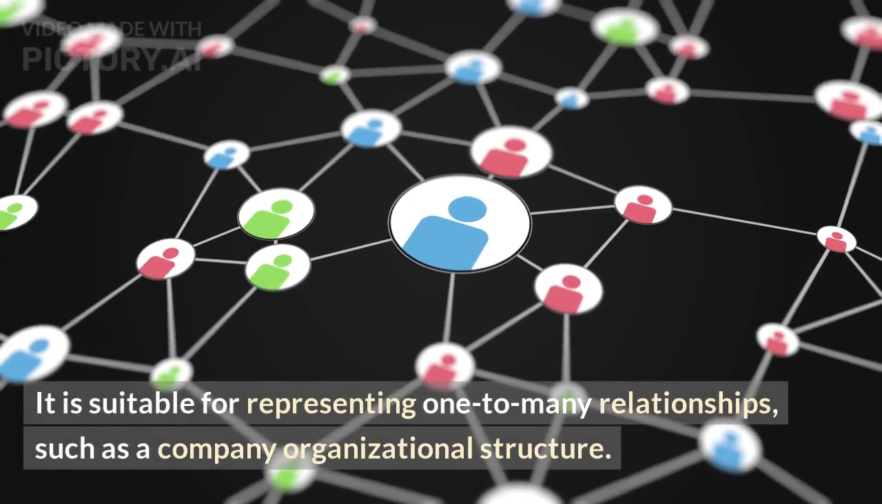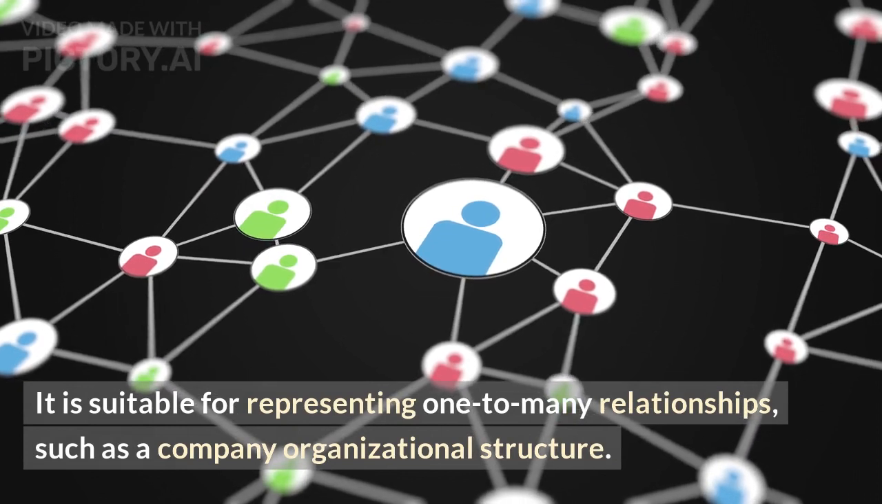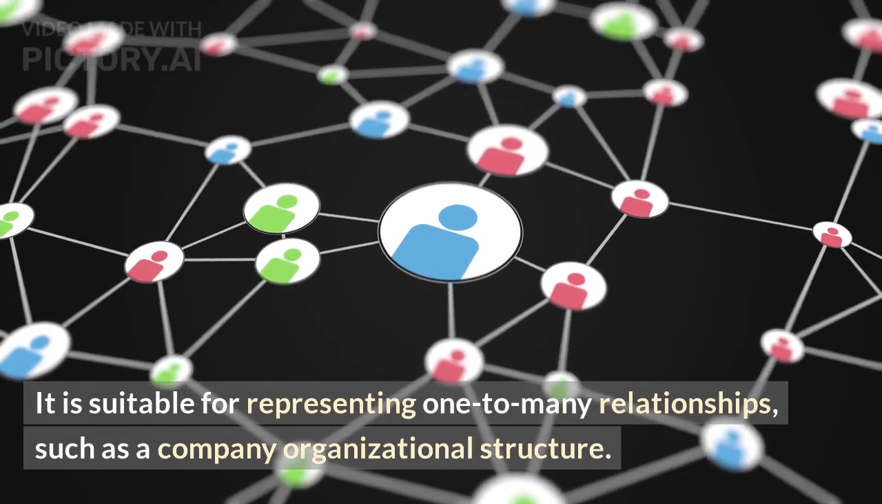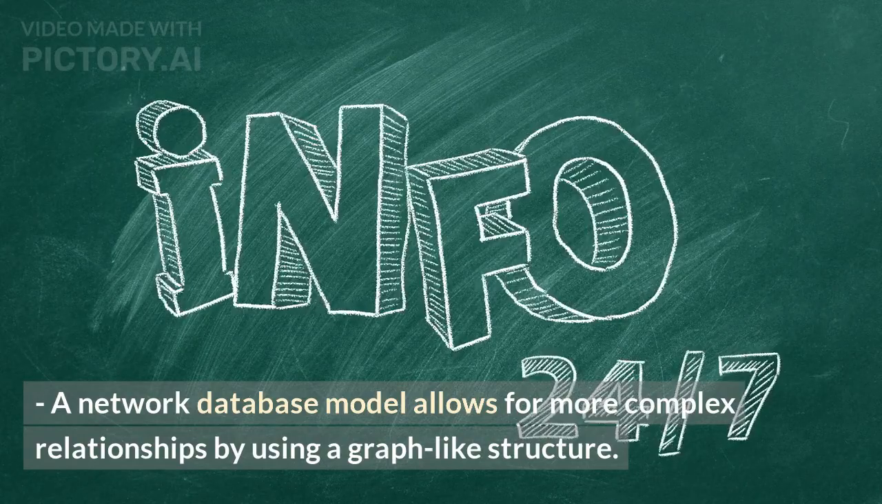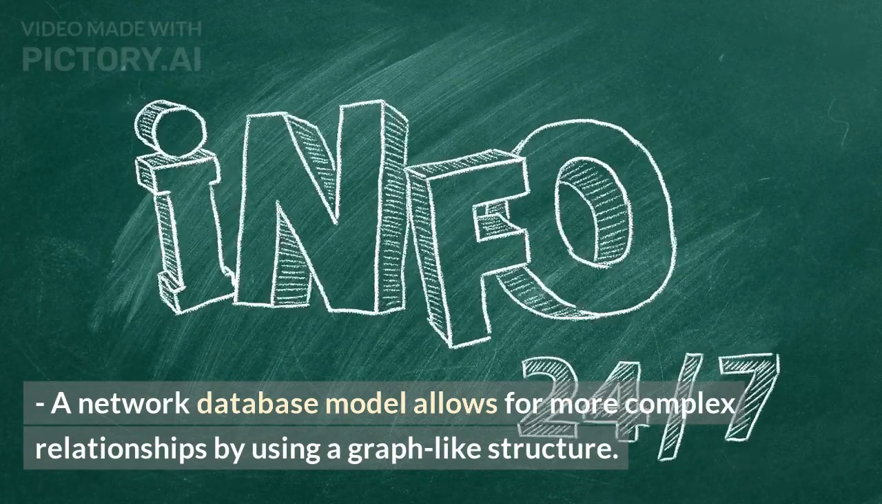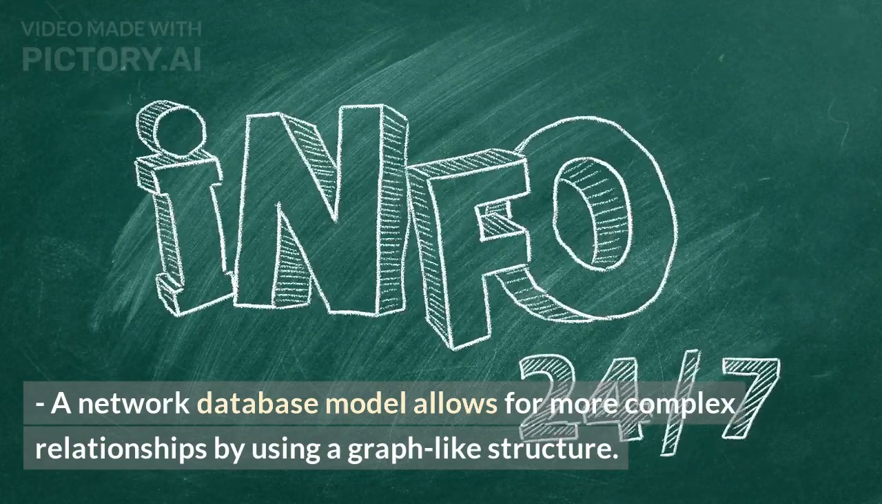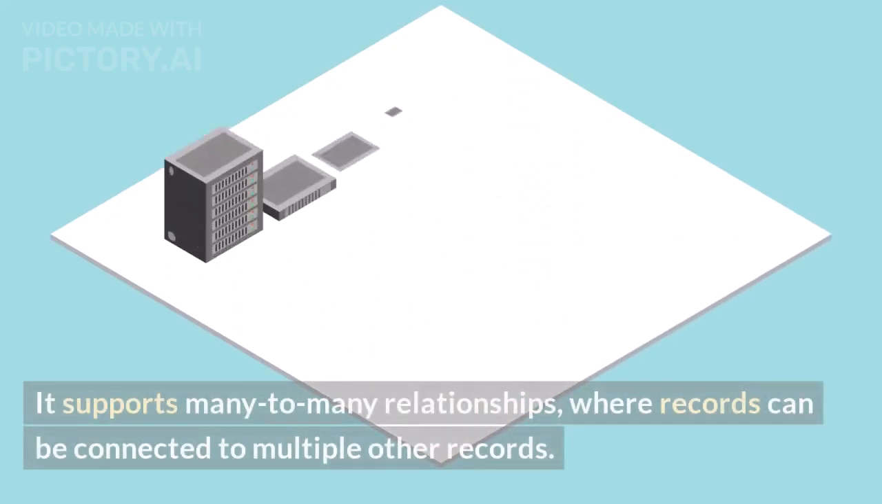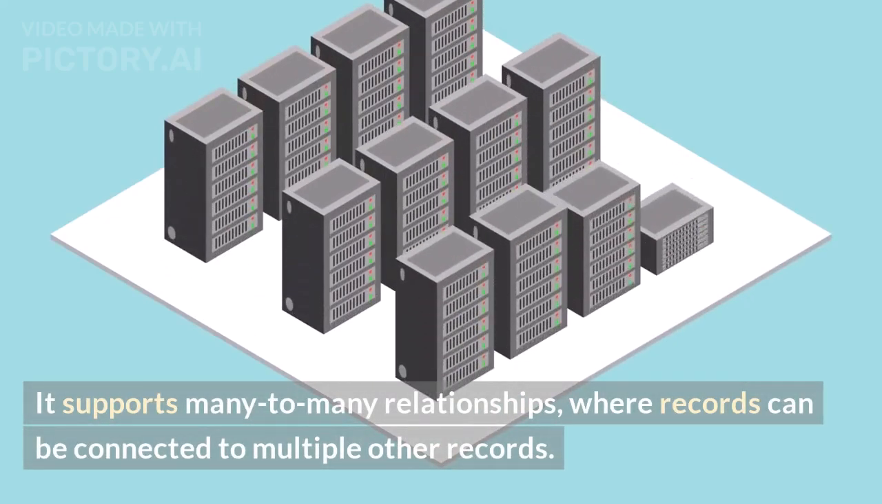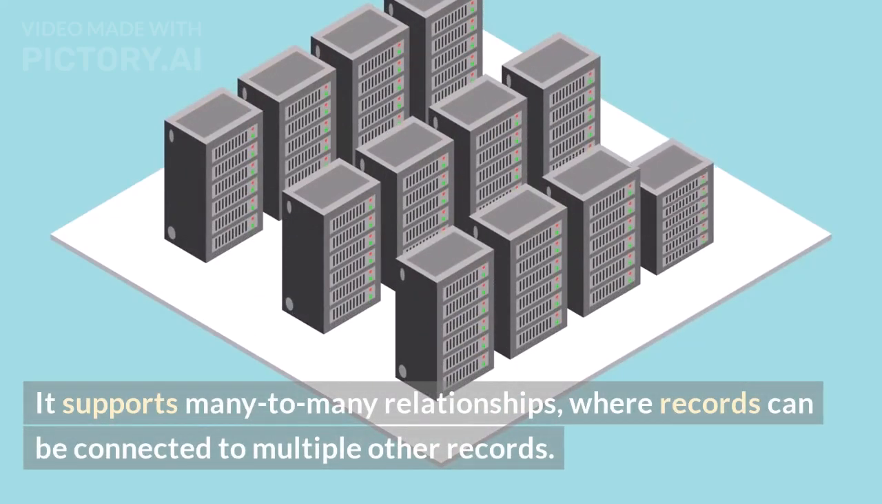It is suitable for representing one-to-many relationships, such as a company organizational structure. A network database model allows for more complex relationships by using a graph-like structure. It supports many-to-many relationships, where records can be connected to multiple other records.